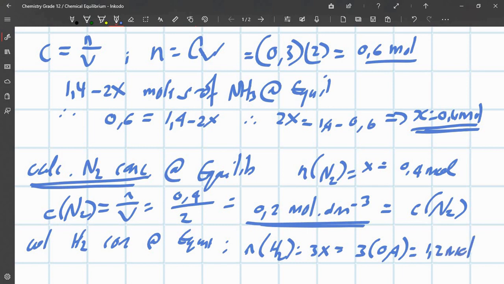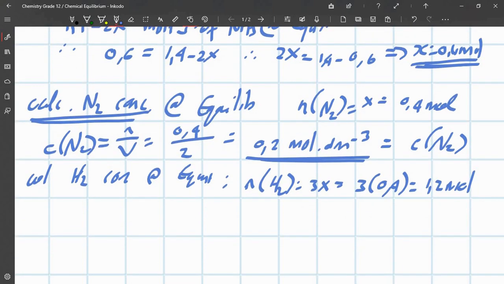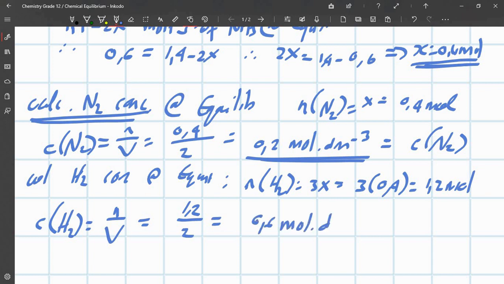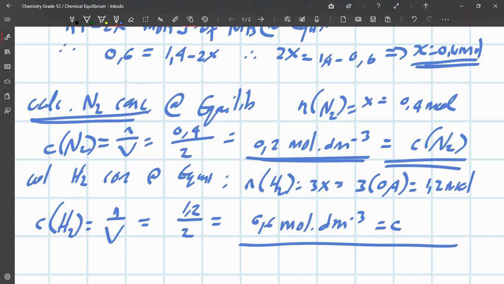So we have number of moles. We use the same formula: concentration of hydrogen is equal to number of moles over volume, which is 1.2 over the same size vessel, 2, and we get 0.6 mole per decimeter cubed. So that's the concentration of hydrogen. It's very, very straightforward, and now you can just fill it in our table.